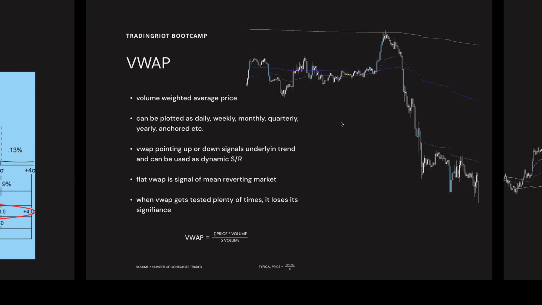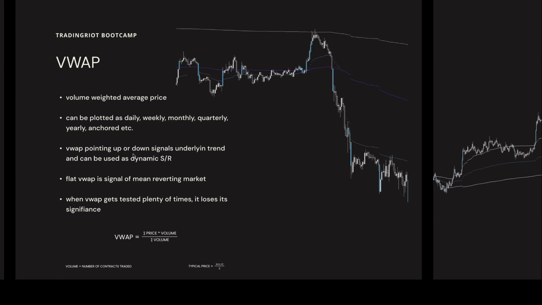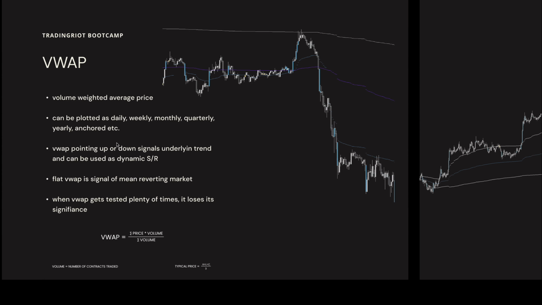VWAP is the volume weighted average price that can be plotted as daily, weekly, monthly, quarterly, anchored, and many other ways. And it's a moving average based on volume. The TWAP, which we mentioned at the beginning of all of this, the time weighted average price, is based on the time. This one is based on the volume. And it's basically a moving average. It acts as dynamic support and resistance, and there are some nuances to it you should know about.